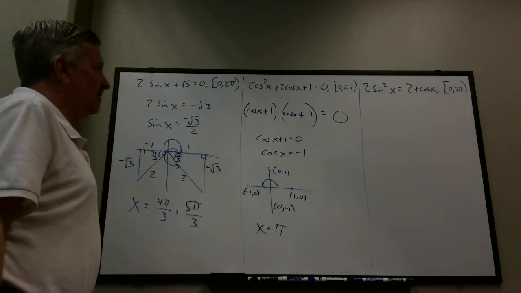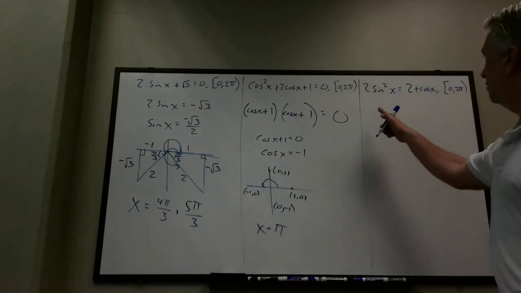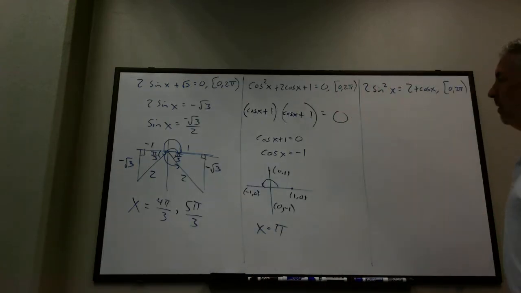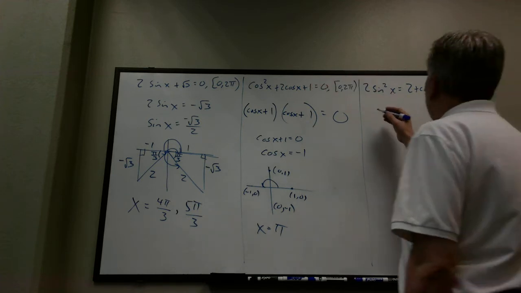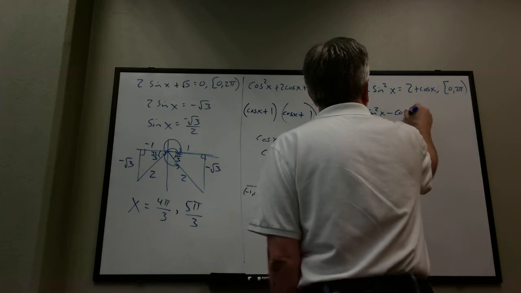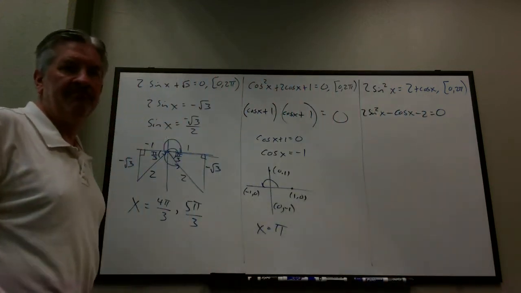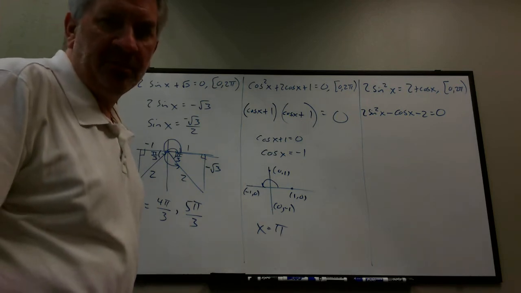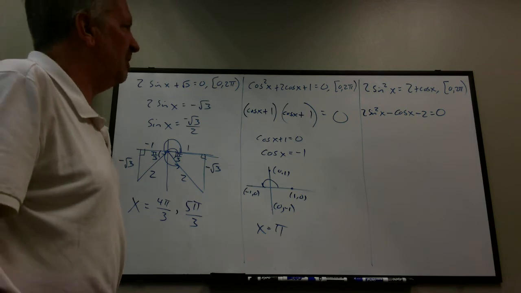Okay, the next one says, solve, again on the interval 0 to 2 pi, solve the equation 2 sine squared x is 2 plus cosine x. Okay, so if you try to do it like this one, let's put everything on one side. You get 2 sine squared x minus cosine x minus 2 is 0. Okay, so I subtracted, put everything on one side. So I subtracted 2 from both sides and cosine x from both sides.